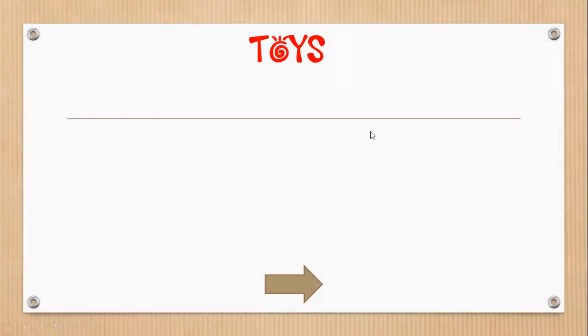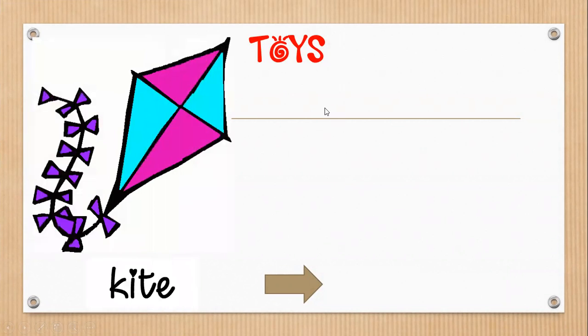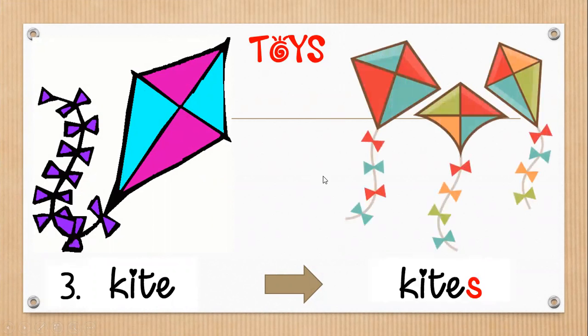What other toys? Here we have, this is a kite. Kite. Now here, there are 3 kites. Kites. Look here, the S, it's plural. So let's count. 1, 2, 3. 3 kites. Kite. Kites.